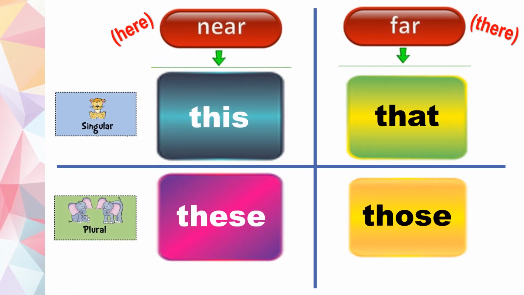So in order to understand these 4 words, first you need to decide whether you are referring to a singular noun or a plural noun and whether it is or they are near to you or far. Like near, use the word here as an indication, and for far, use the word there as an indication.